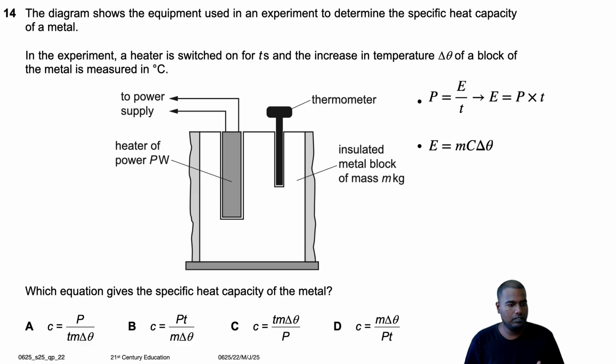Energy given by the power supply is the energy utilized to increase the temperature. So we can equate both energies. Power into time is m c delta theta. We just have to rewrite for the specific heat capacity. So m and delta theta go to the other side, into the denominator. So C is P into T divided by m into delta theta. So option B.